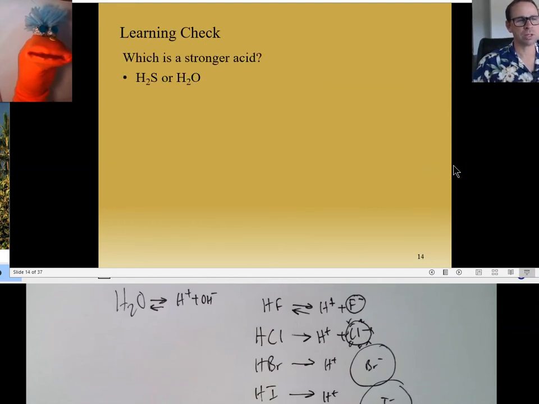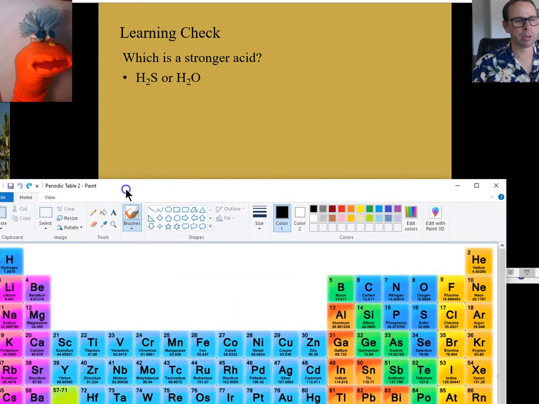So, which of these is a stronger acid, H2S or H2O? Let me see the periodic table again. So HCl is stronger than HF, so H2S is stronger than H2O. Very good. That's right.